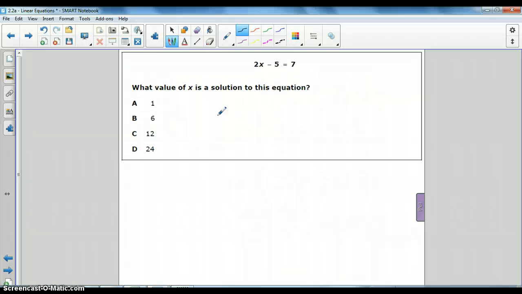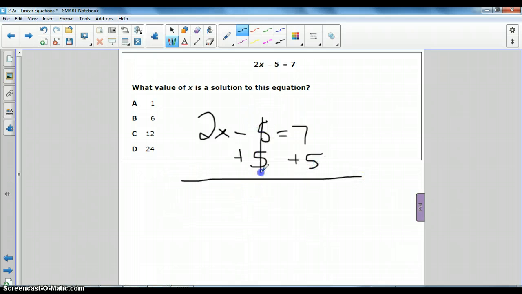Okay, the next one, what is the value of x? What value of x is the solution to this equation? So you can solve the equation. I think I talked about this in another video. Feel free to solve it, but there are other ways, like if you forget or you want to double check. So to solve this, we would add 5 to both sides. 2x equals 12. Then we divide both sides by 2. And x equals 6.